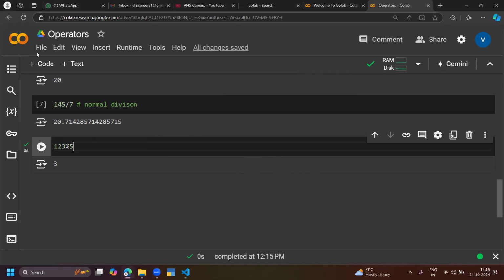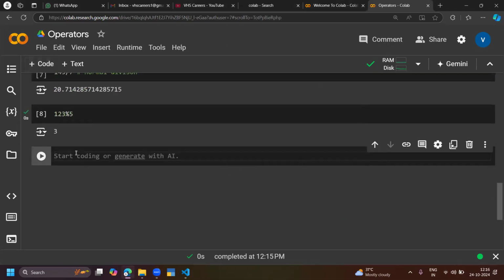Remainder. Okay, one more operator, the power operator. What is the power operator? For example, 2 double star 5. What is 2 double star 5 here? 2 to the power of 5 is equal to 32. So the power operator works like this.